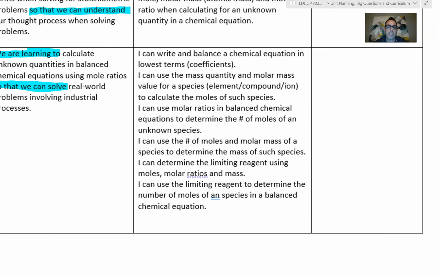I can use the mass quantity and molar mass value for a species to calculate the moles of such species. So again, this is where I'm scaffolding, I'm building up the skills, and I can lay these out like a list for kids, and this is something they can always go back to and say, okay, I can do that thing, but I struggle with this thing, right? Showing students these are the steps we're going to take when solving these problems, this is what I'm going to be assessing you on. The students know what we're going to focus on, and then they can make plans to make improvements.